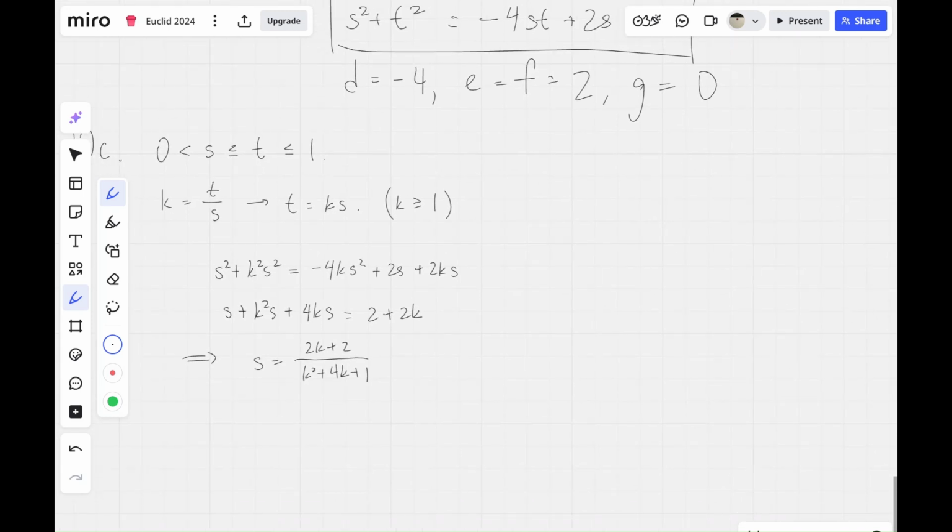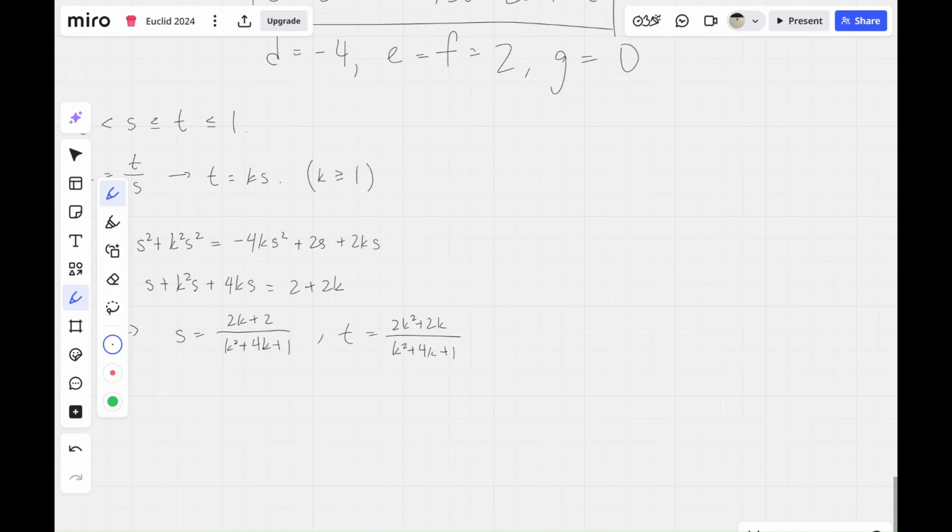Since t is equal to ks, we get that t is equal to 2k squared plus 2k over k squared plus 4k plus 1. So we get the infinite family of solutions: 2k plus 2 over k squared plus 4k plus 1, 2k squared plus 2k over k squared plus 4k plus 1. Now, it would appear that this is a solution to the problem, and we're done.